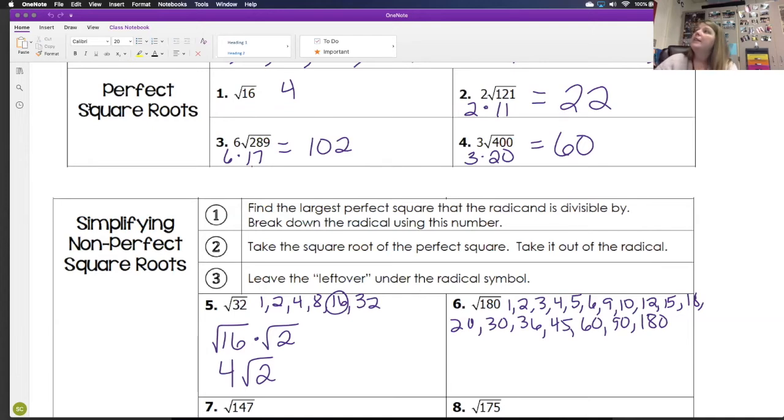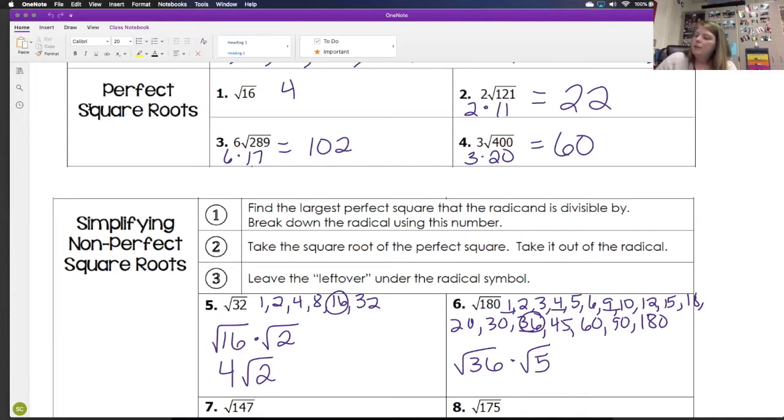If we look at that list, I see a handful of perfect squares. I see a 1, a 4, a 9, and a 36. The largest one is 36. And if I couldn't figure out what times 36 gives me 180, work backwards. 180 divided by 36 is 5. 36 times 5 gives me 180.